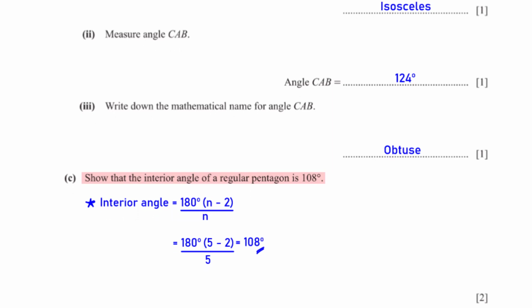Show that the interior angle of a regular pentagon is 108 degrees. Here is the formula for the size of an interior angle in a regular polygon. For a pentagon, the number of sides n is 5. This gives us 108 degrees.